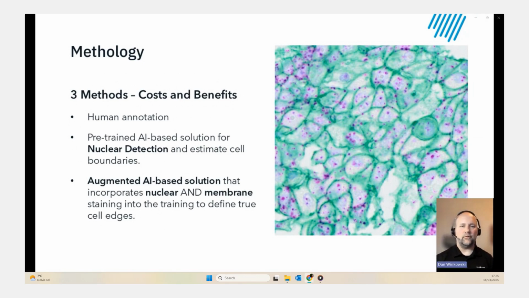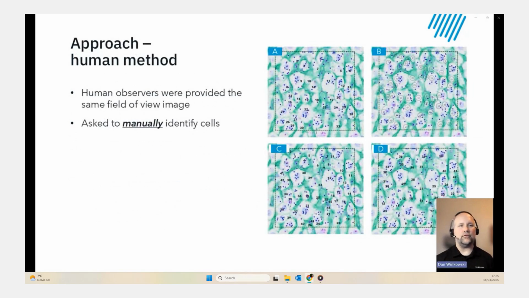So that's a brief overview of the project, and let's take a look at these approaches each of which in a little more detail. So first up is the manual approach. We asked a set of colleagues to manually identify cells in the same field of view, and the way they did this was just to place a number over the cells in the image.